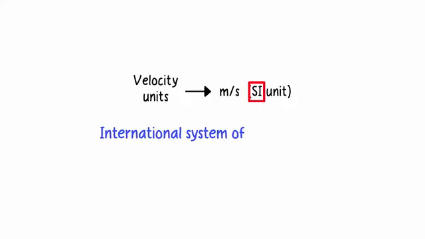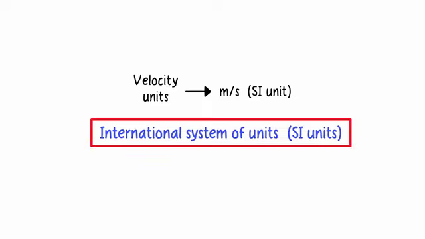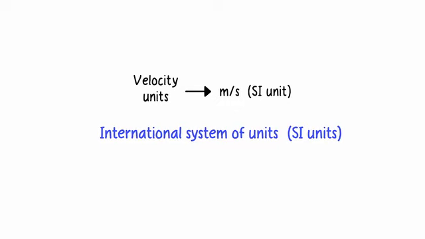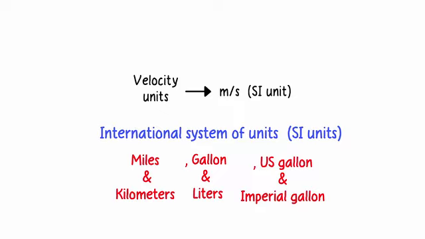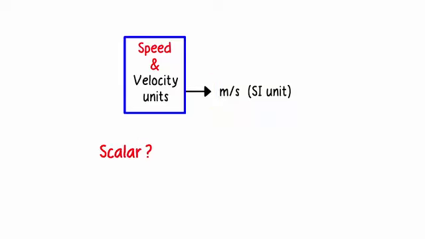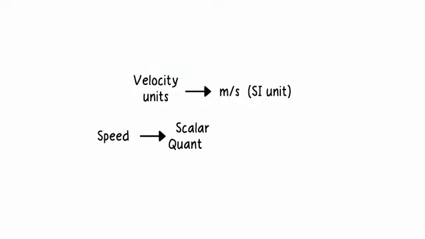SI stands for International System of Units. This helps everyone in the world follow one common style of measurement. Imagine the confusion that would be created with different measurements, like miles and kilometers, gallons and liters, etc. Incidentally, speed and velocity are both measured in meters per second. But do you remember which one is a scalar quantity and which one is a vector quantity? Yep, speed is a scalar quantity and velocity is a vector quantity, since the direction is also specified.